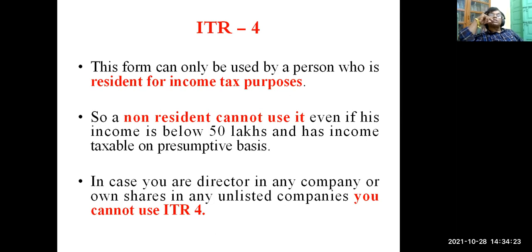And if a person is a director of a company, or has invested in shares of any unlisted companies, then that person cannot use ITR 1. So please remember, which form this person will have to use I've already discussed in earlier videos, but here you remember, if a person is a director in any company, or has invested in shares of any unlisted companies, that person cannot use ITR 4.